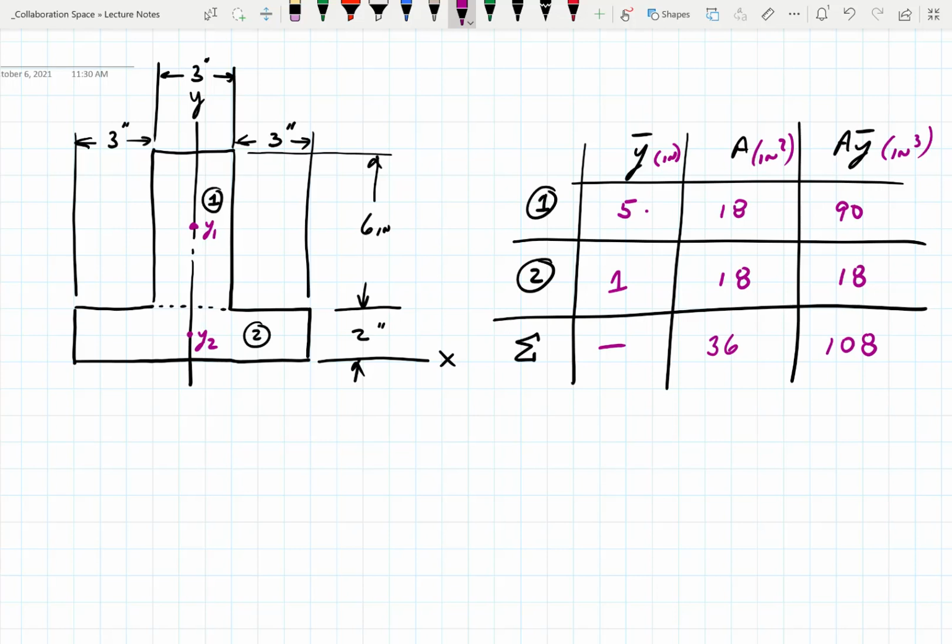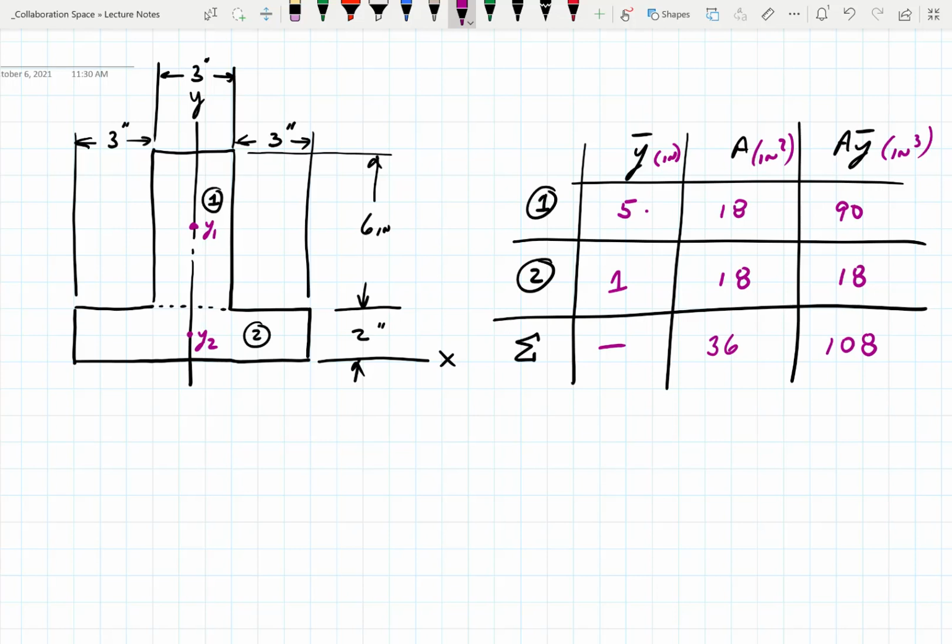Now your next one is your I, which is going to be for a rectangle. I is equal to base times h cubed divided by 12 plus the A times the d squared, which is using this baseline here. You're going to do that twice, and then sum those two I's together, and that's your moment of inertia. Well, no, so separate them into two parts.